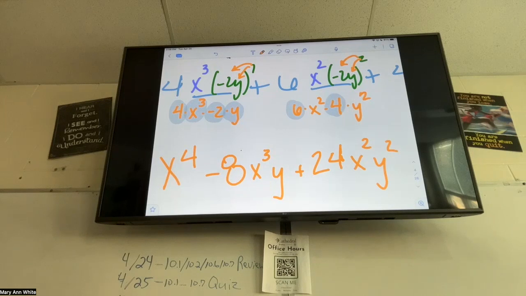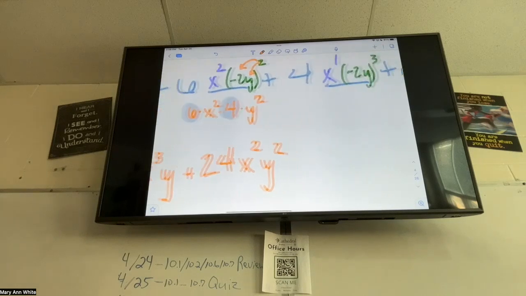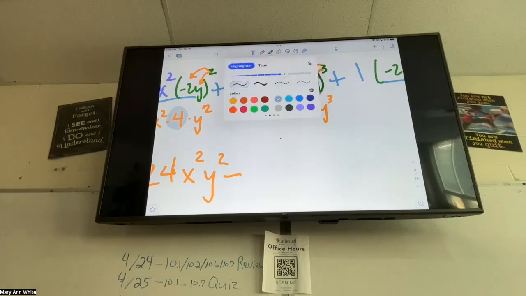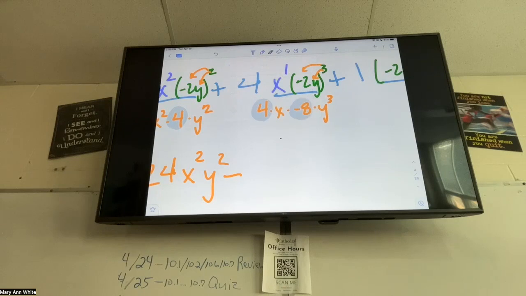Who's hanging out with us so far? Okay. Same thing for the next one. I've got 4. My x is just to the first, so that's a normal x. But my negative 2 gets cubed, so that becomes -8, and then y also gets cubed, so that's y to the third. And so I'm going to multiply 4 times -8 to get -32 here. And then my x and my y to the third are just going to fall in line.